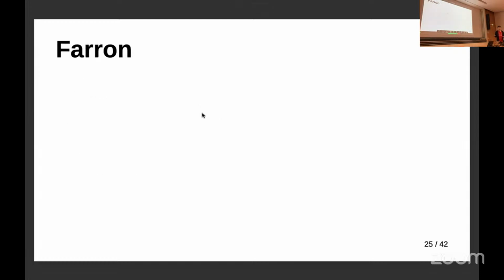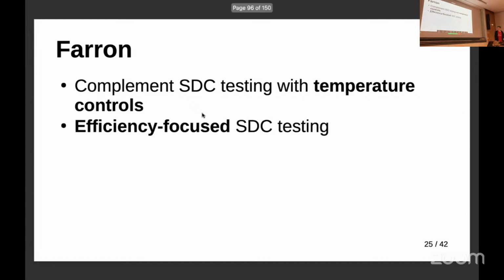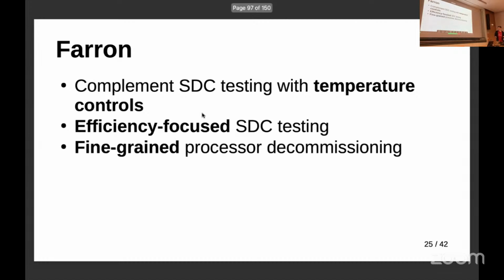So their enhanced testing system, which they have named Farron, basically makes three main changes to this. For starters, in addition to regular testing, they attempt to limit the occurrence of tricky SDCs that may have gone undetected by reducing the core's operating temperature, with the idea being that any of these tricky silent data corruptions that they haven't picked up in tests will be less likely to occur if the core temperature is lowered. Next, they try and optimize the actual testing itself to be more efficient and take less time, which I'll explain momentarily. And finally, they employ a more fine-grained scheme for decommissioning processors.